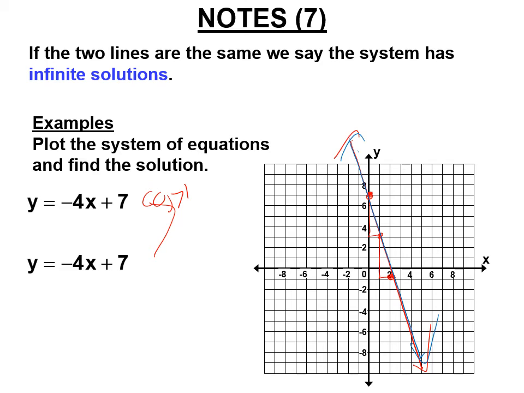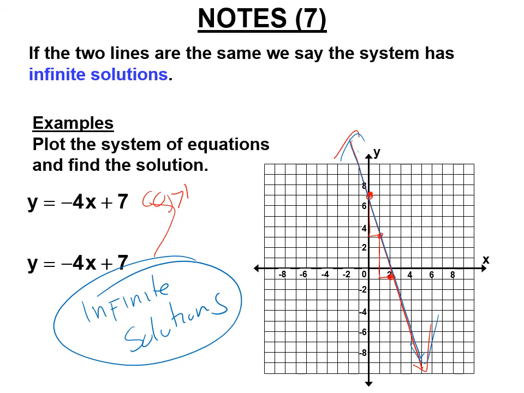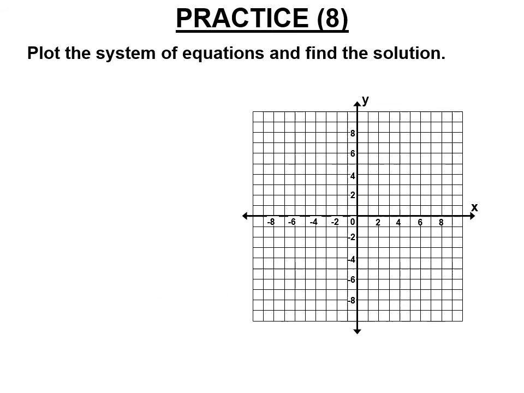So how many times do those intersect? They intersect infinitely. So we say this has infinite solutions. It's the same line twice. So the same line twice, infinite solutions. Parallel lines, no solution. Most of the time, they have one solution where they intersect. That's the whole thing.